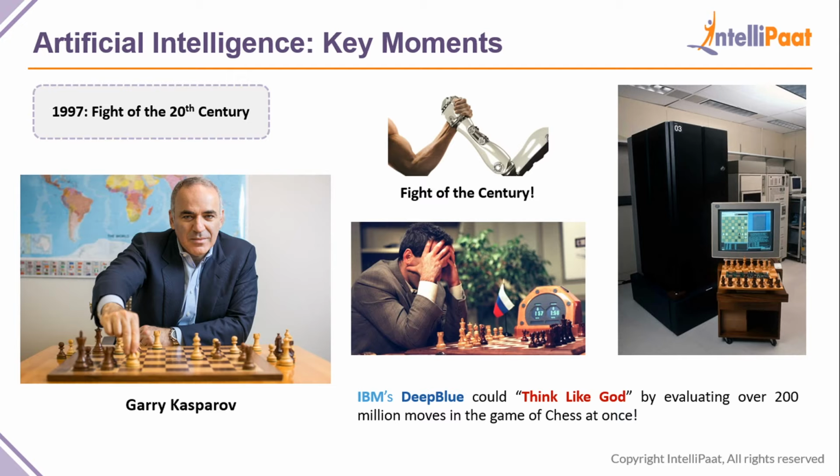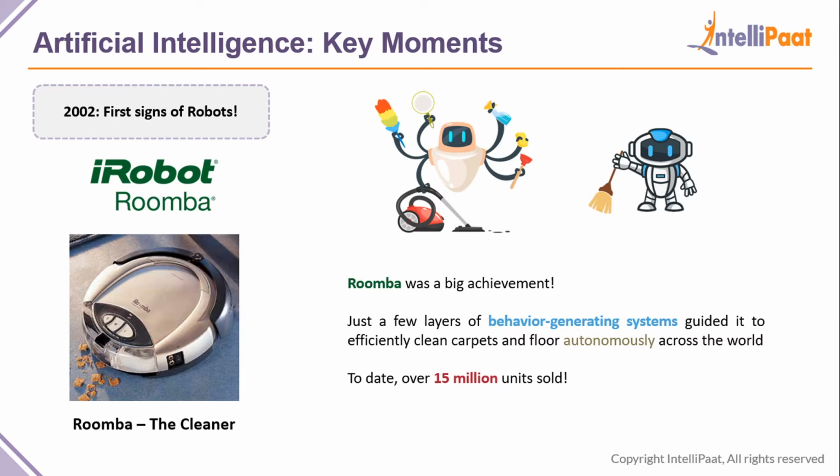When you think about it, this was the first time ever that a machine could actually take on a world champion, a multiple time world champion, a grandmaster, and then pretty much think over and above that as well. So this was 1997. When we talk about 2002, this is when the first signs of robots came into the picture.